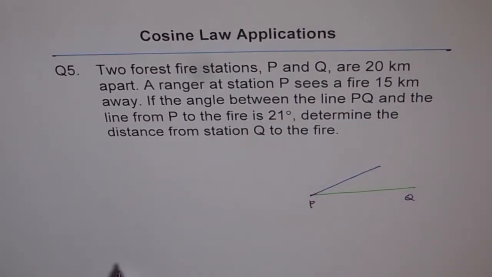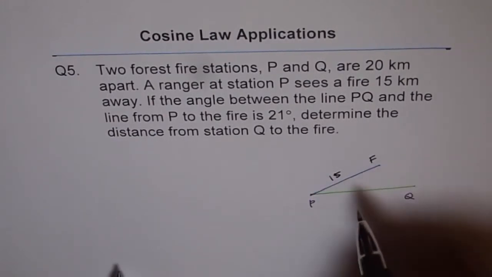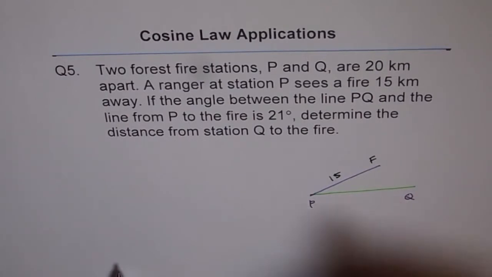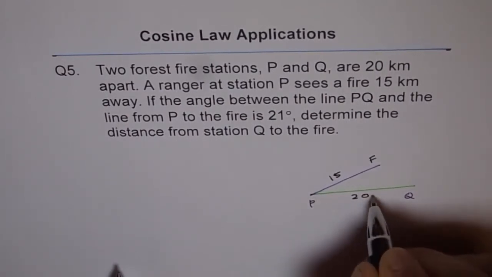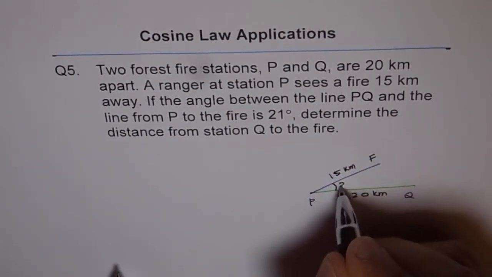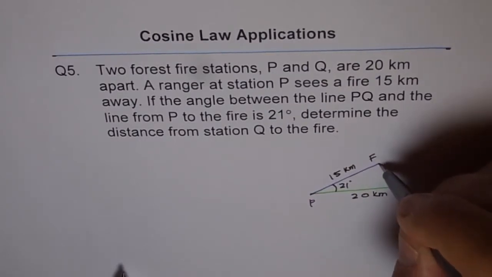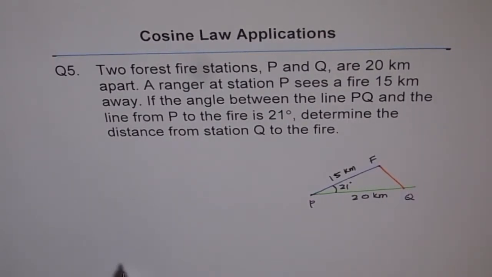So now let's try to label what we have. Let's say this is the fire F, and it is 15 kilometers away. P and Q, the distance between them is 20 kilometers. This angle is given to us as 21 degrees, right? So the angle between the two sides is given. And what we need to figure out is the distance of the fire from Q. So let us say that is the distance FQ which we need to find. We can use cosine law and find it out. So that's the way to do this problem.